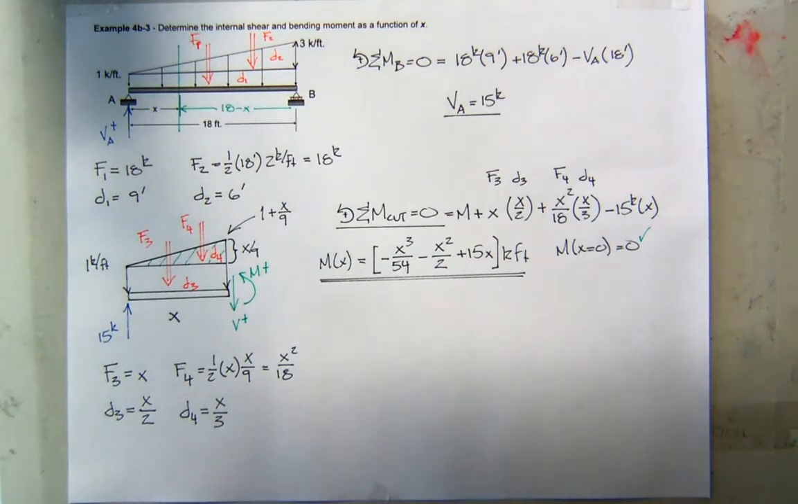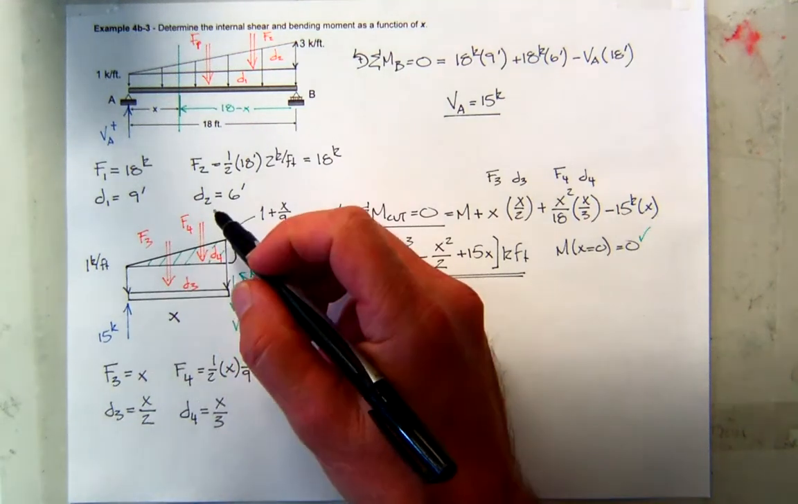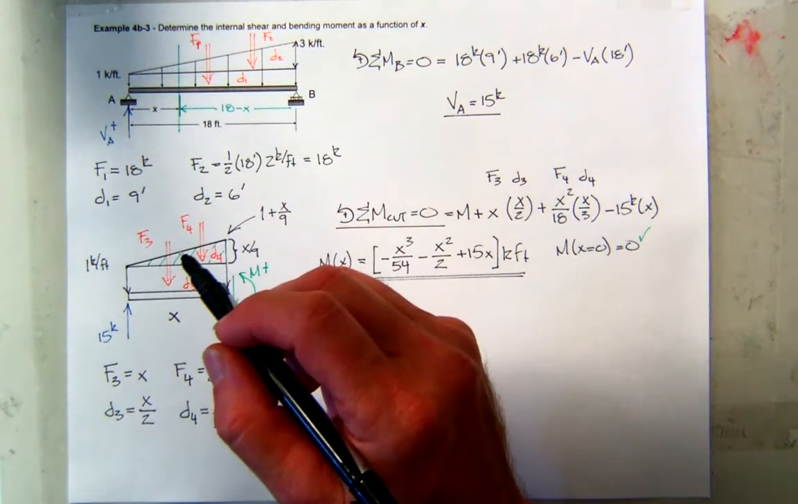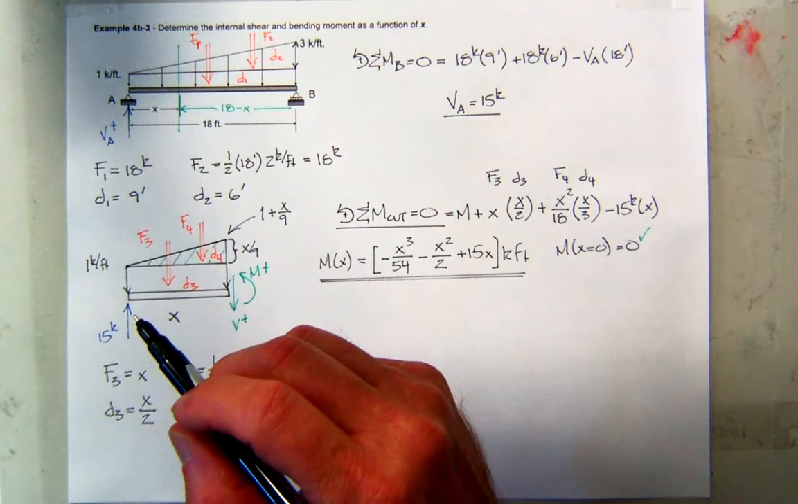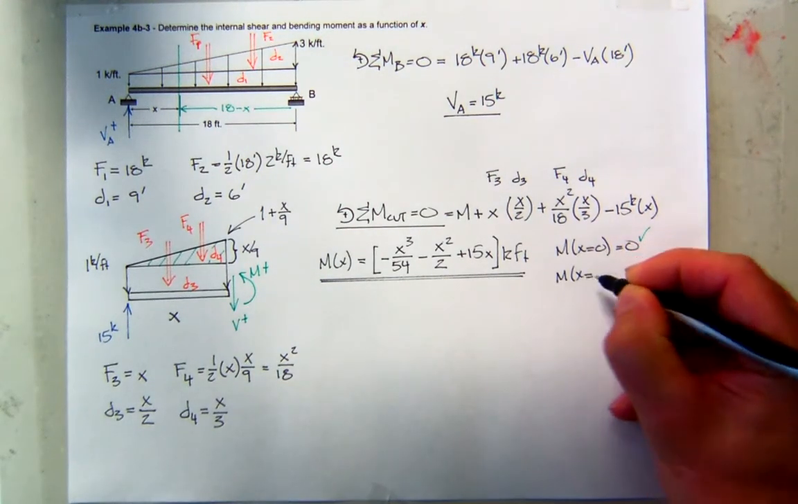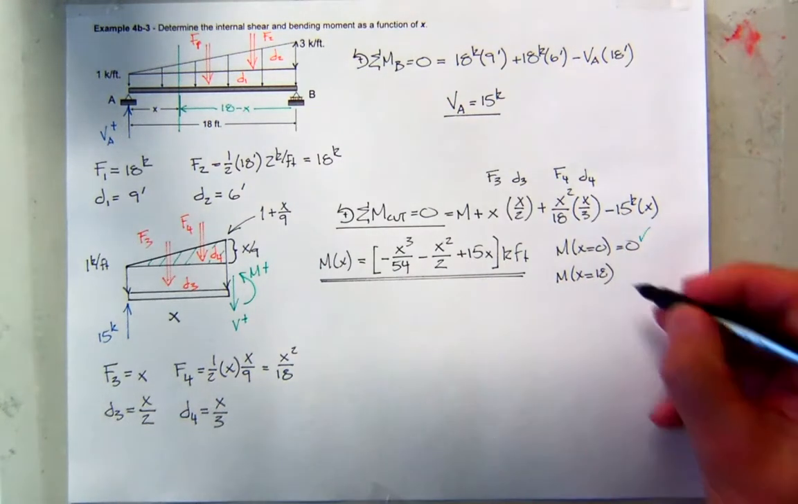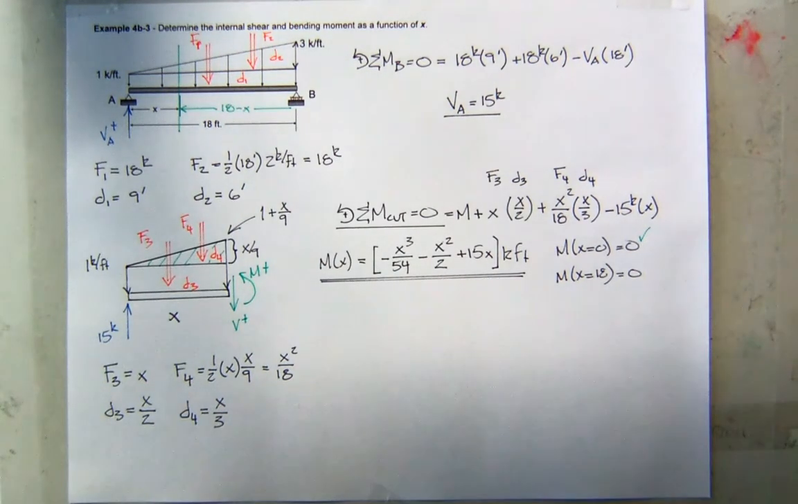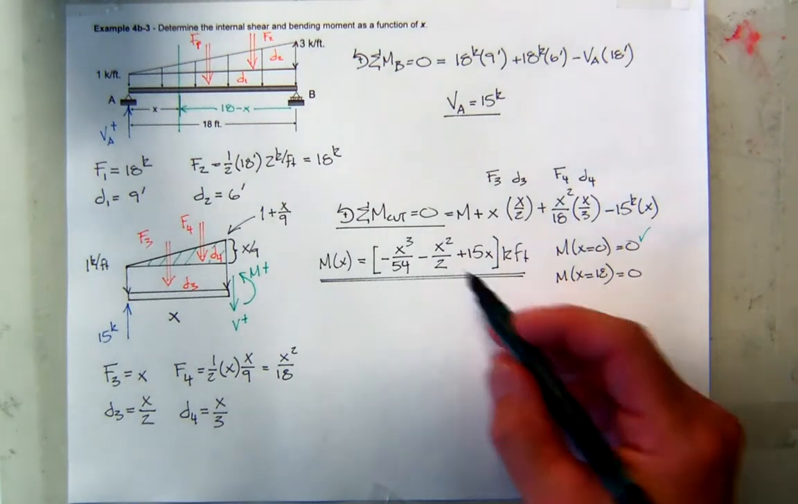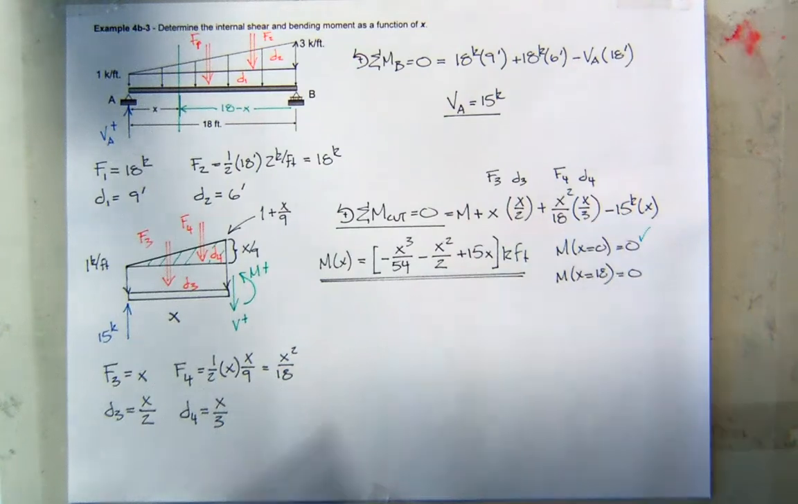What else? You check at 9. At 9? Why 9? Because we have that. Well, no. Do we know the moment somewhere else? You're moving in the right direction. You're getting warmer. The other end, yeah. So the moment at x equal 18, which is this, should also have a moment of 0. And I can't do that one in my head. Why don't you guys check that one? Plug in 18 here. 18 cubed over 54, 18 squared over 2.